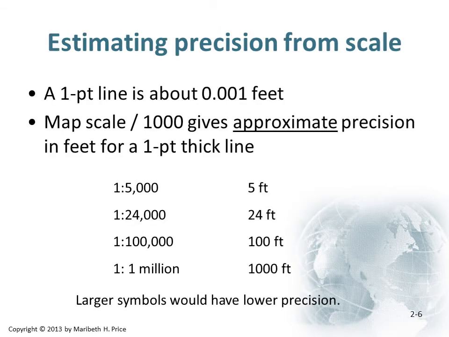How do we estimate? Oh, man, there's a bunch of different ways. This is the sort of back of the envelope, quick in your head kind of thing. Your map scale divided by 1,000 basically gives you the approximate number of feet for a 1-point line. So if you've got 1 to 5,000 and you divide by 1,000, it means that 1-point line is 5 feet, and so on. This is an equation probably worth committing to memory. Map scale divided by 1,000 is the approximate precision in feet for a 1-point thick line.